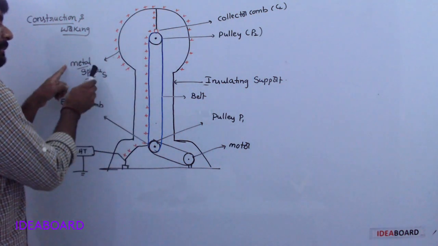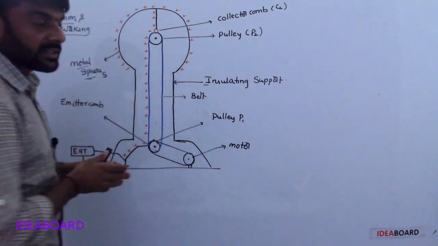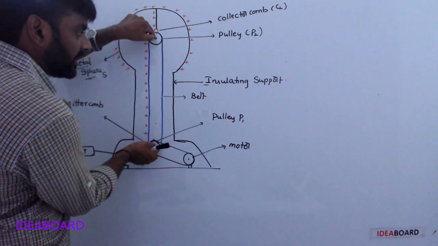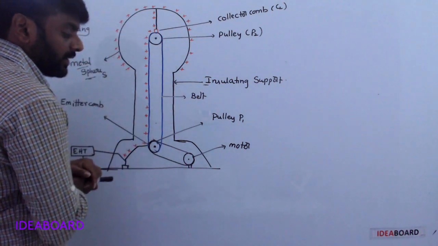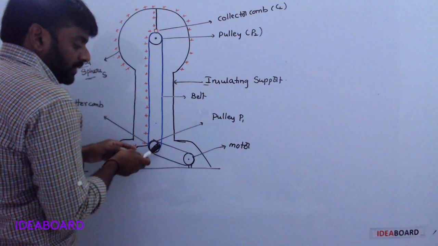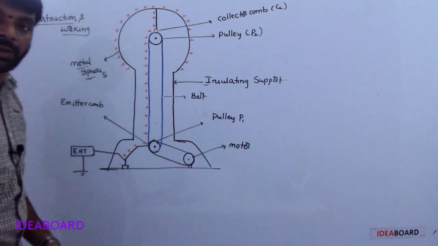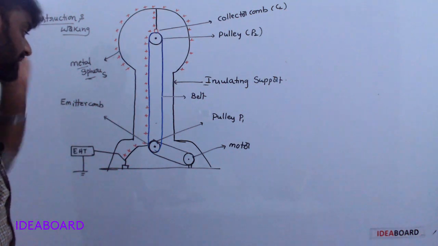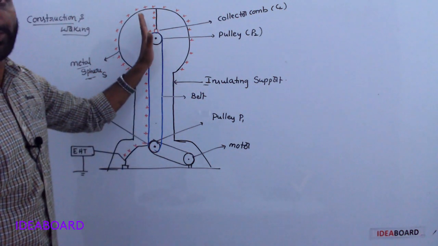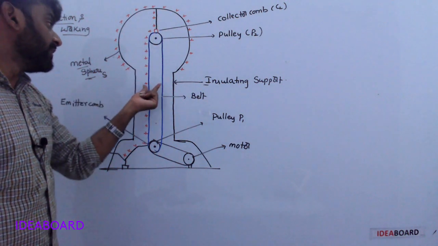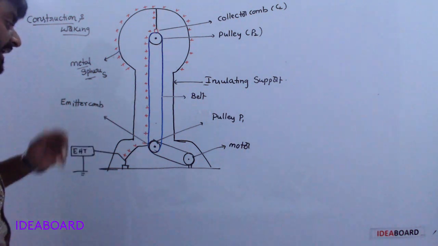See, once again, metal sphere S is placed on the insulating stands. Inside, two pulleys are connected with an insulating belt. Now these pulleys are rotated with the help of one motor. So charge is transferred from lower to upper with the help of the insulating belt. Working.